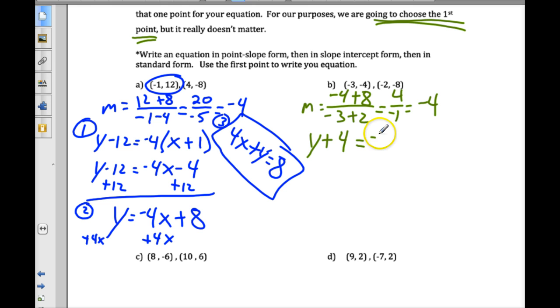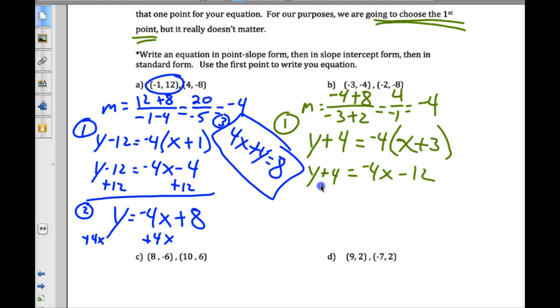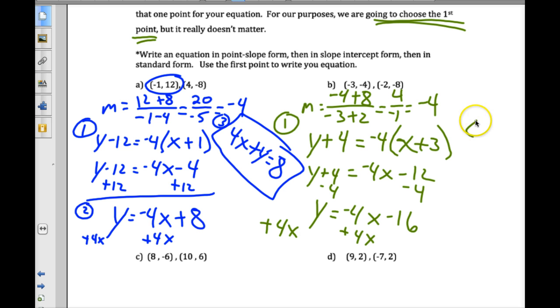So I'm going to use that first point. Y plus 4 equals negative 4 times the quantity of x plus 3. There's point slope form. Solve it for y. Is it negative 4x minus 16? Did I get that one right? Yes. Okay. Add 4x to both sides. It's going to be positive, so we're not going to have to divide by negative 1 here. Pabon, final answer for standard form there. 4x plus y equals negative 16.